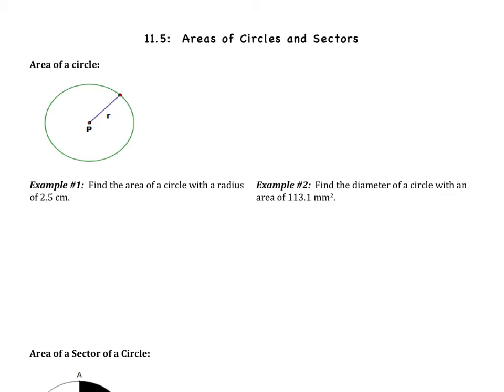First thing we should probably talk about is how to calculate the area of a circle. So the area of a circle, you should probably already know this, is pi r squared. R stands for the radius. That shouldn't be anything new.